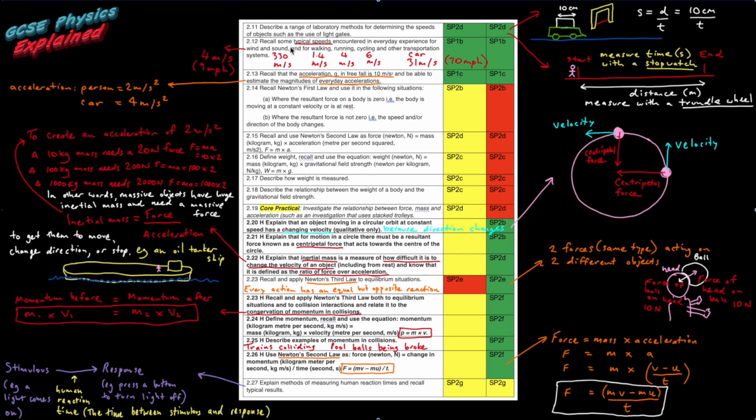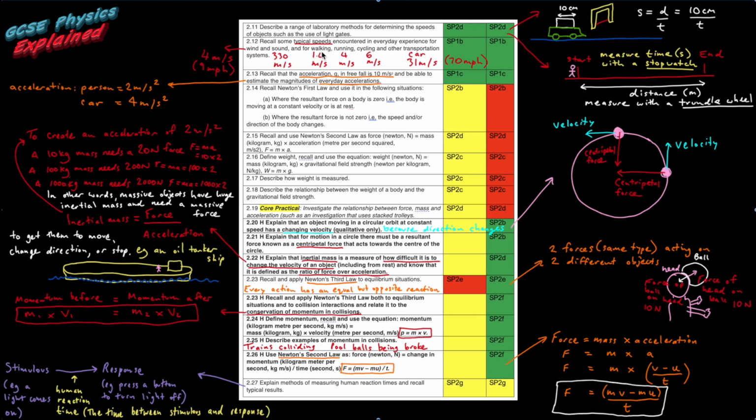You need to be able to recall some typical speeds encountered in everyday experience for wind and sound. Well, wind could be 4 meters per second, which is about 9 miles per hour. Or it could be 10 times that. We've had some 90 miles per hour winds recently, which would be 40 meters per second. Sound is about 330 meters per second, depending on the density of the air.